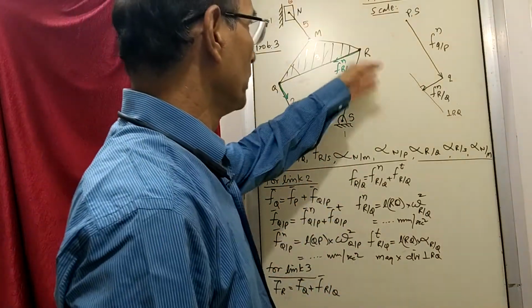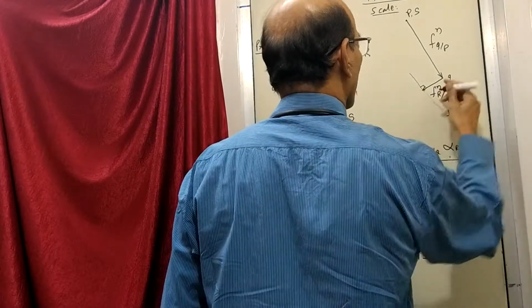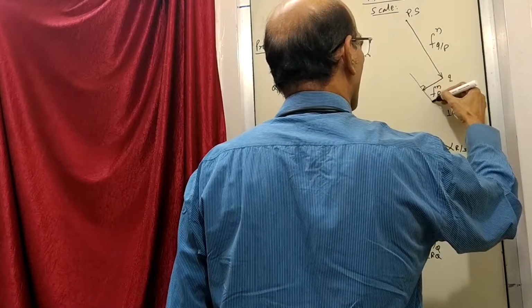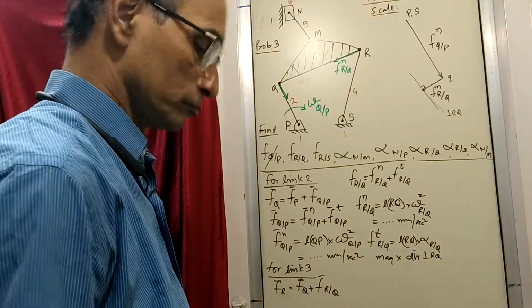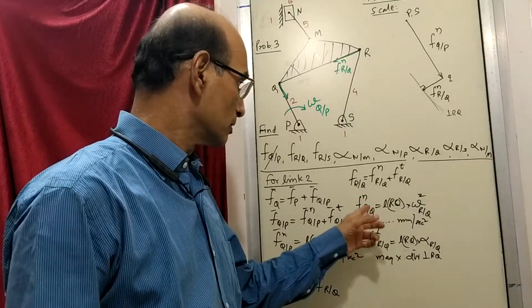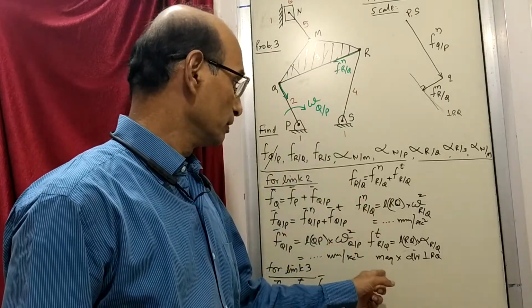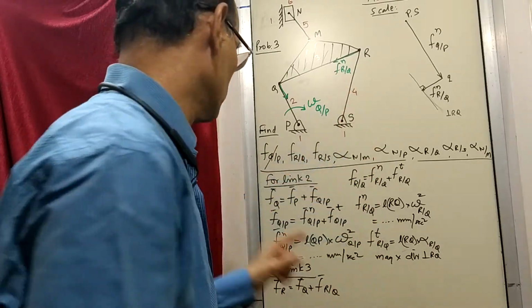We have drawn a line perpendicular to RQ like this. So we will not be able to do more than this for link number 3, up to this much. Now we go to link 4.